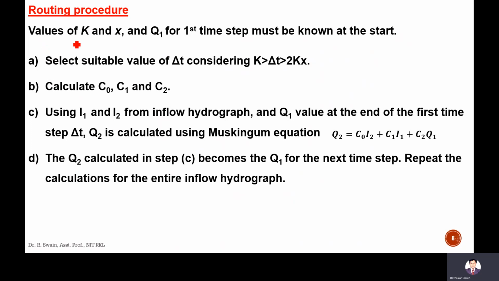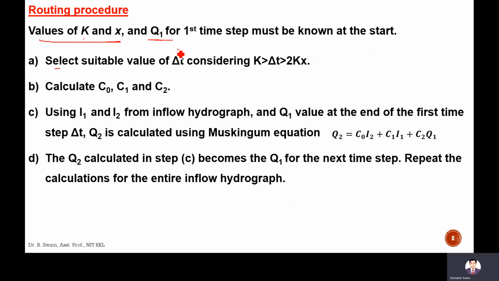First, before starting this routing, we should know this K value, X value, and Q1 value for the first time step. For the first time step, the initial outflow discharge and this K and X value should be known. And obviously, the inflow hydrograph must be given. Otherwise, the routing cannot be carried out.